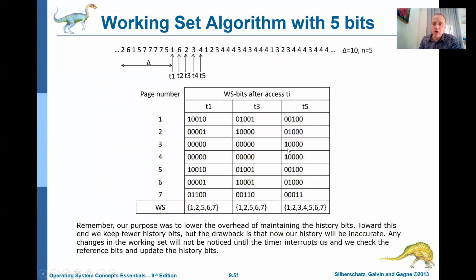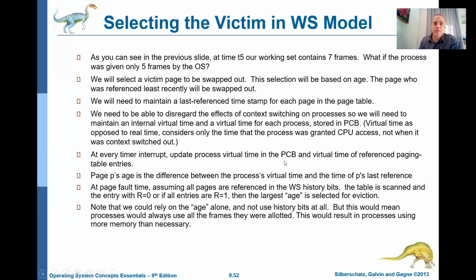For example, here, if I look here, I know that 3 and 4 were referenced recently, but I don't know exactly who was older. So we'll need to maintain some kind of timestamp. Now, there's a problem with the timestamp because of swapping. We need to be able to disregard the effects of context switching on processes.